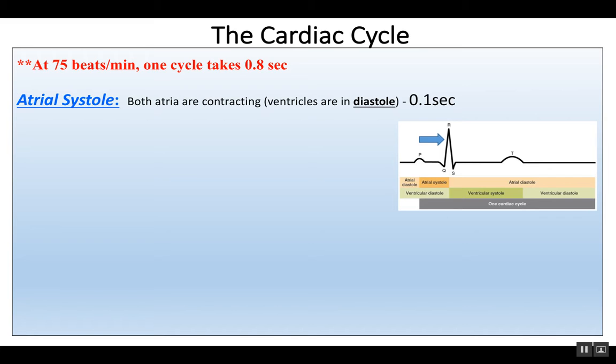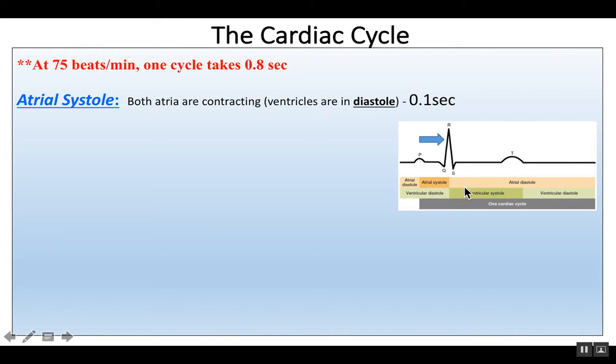We're going to break the cardiac cycle into 3 periods or phases. The first one is called atrial systole. This is when the atria are going to be contracting, but the ventricles need to be relaxed. This is going to allow those ventricles to fill with some more blood.